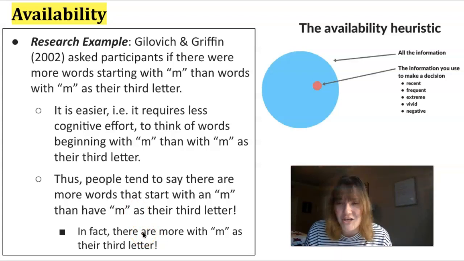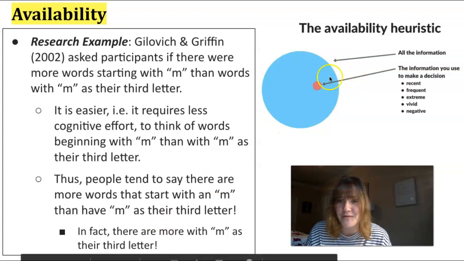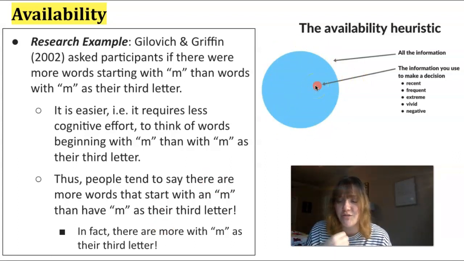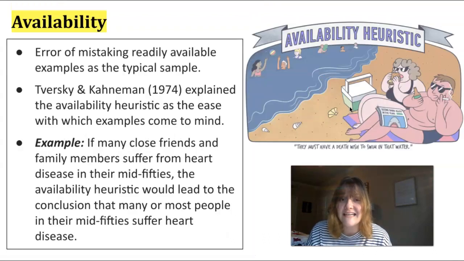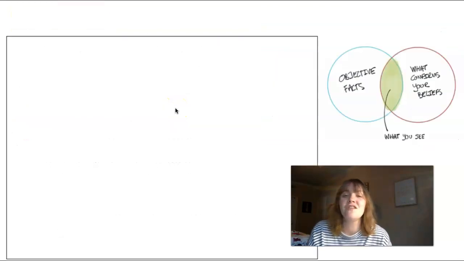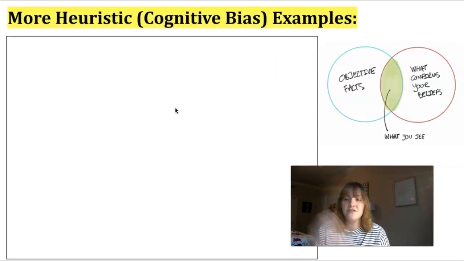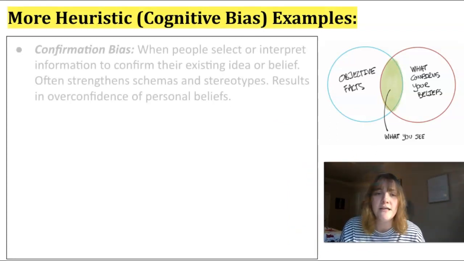With the availability heuristic, the blue is all the information. The red is the information that you use to make a decision because it's available to you, or it's easy to access. So those are the main three that Tversky and Kahneman came up with. And then there's a couple more that are interesting. So here are some more heuristic or cognitive bias examples.